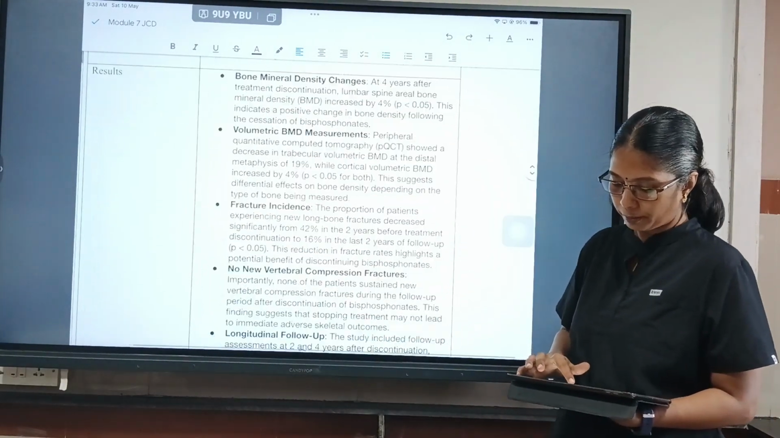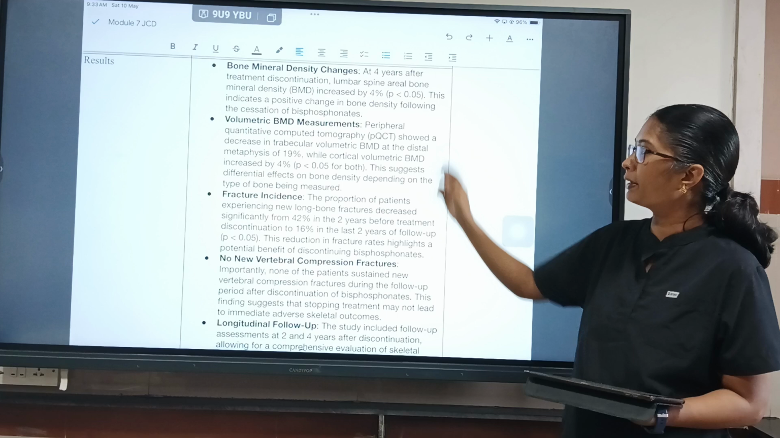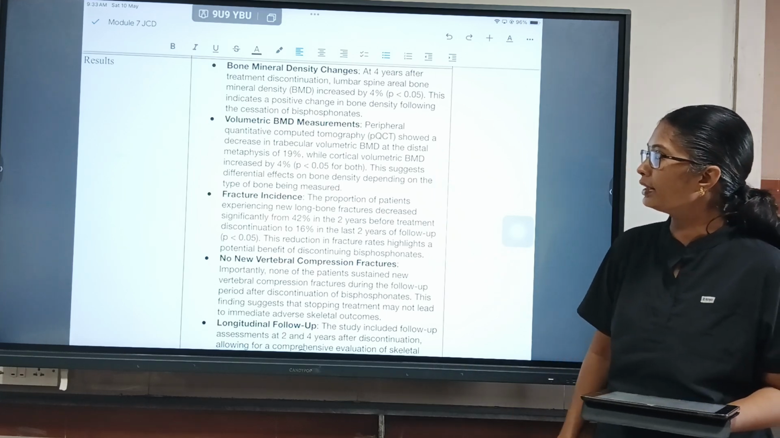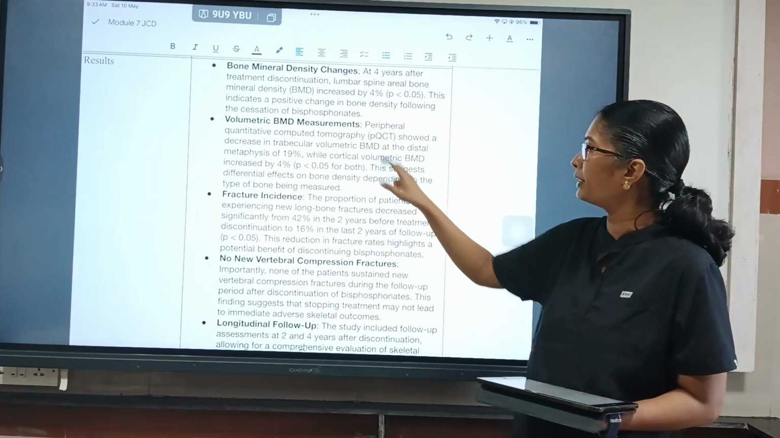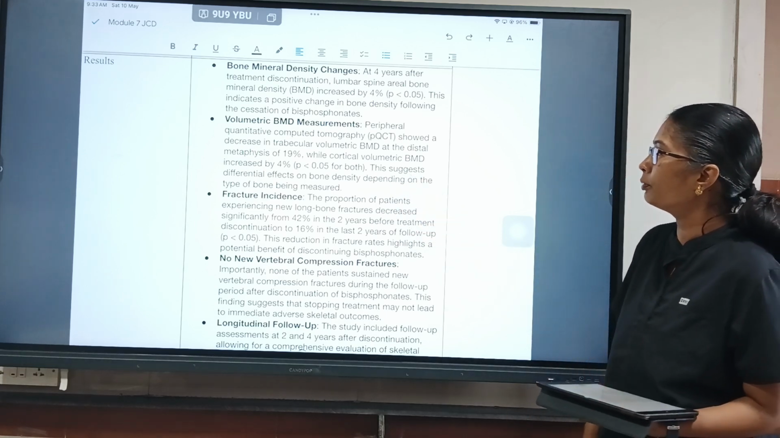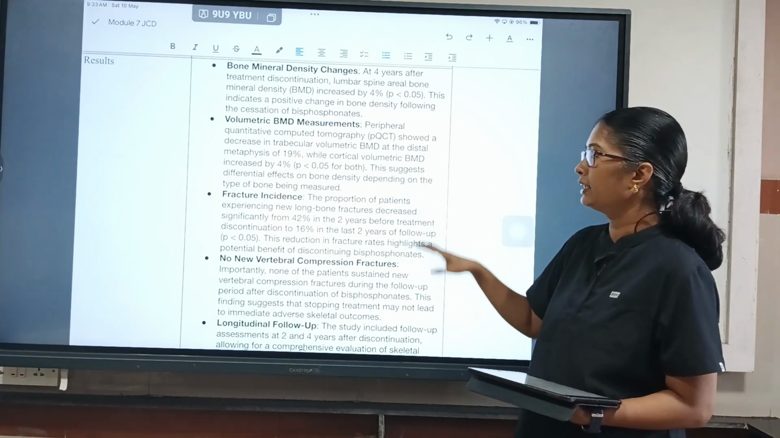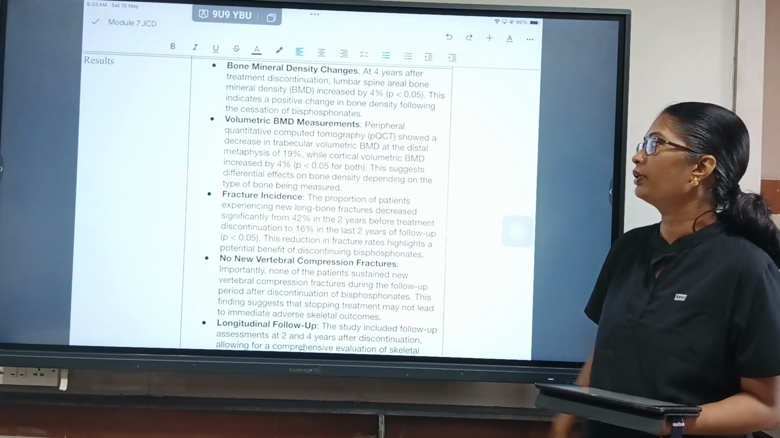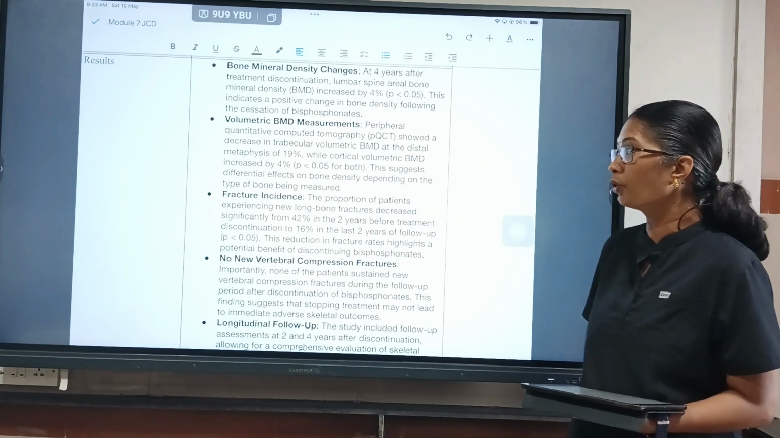And the volumetric bone mineral density analysis using the peripheral quantitative computed tomography showed a decrease in trabecular volumetric BMD at the distal metaphysis of 19%, while cortical volumetric BMD increased by 4%. It suggests differential effects on bone density depending on the type of bone being measured.